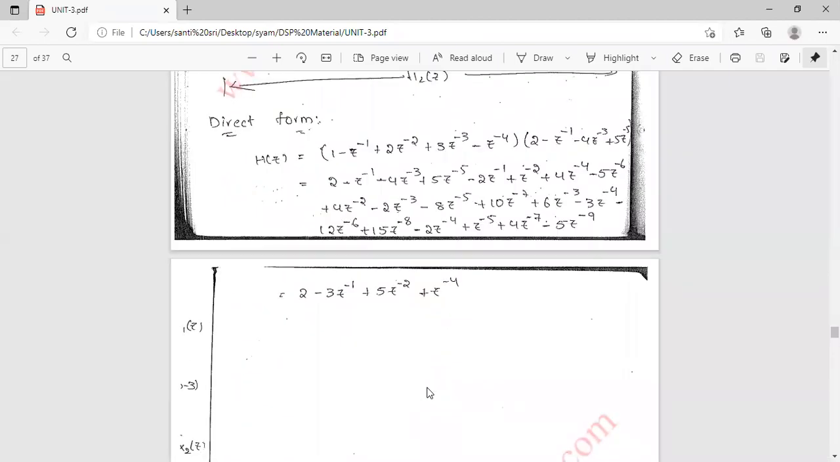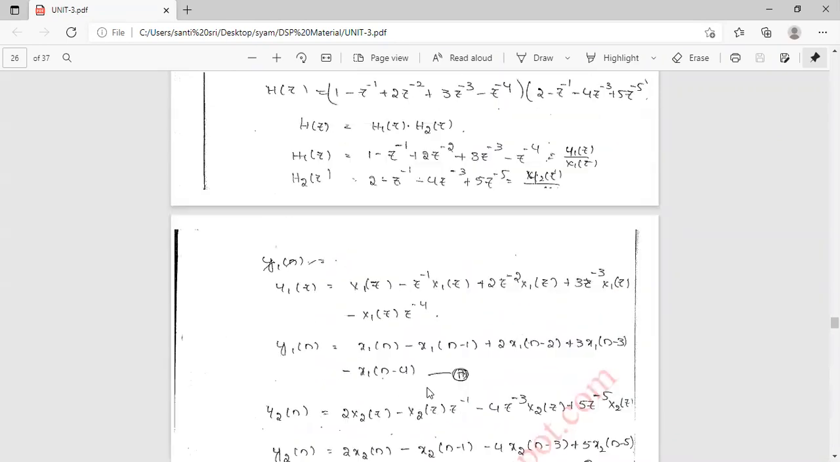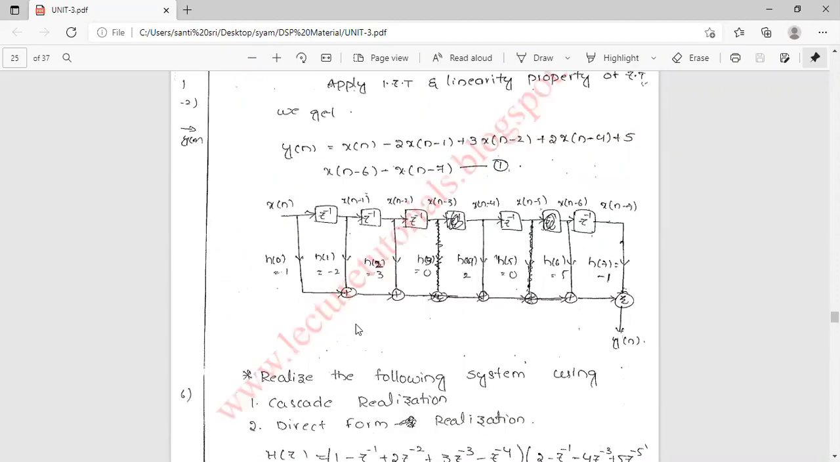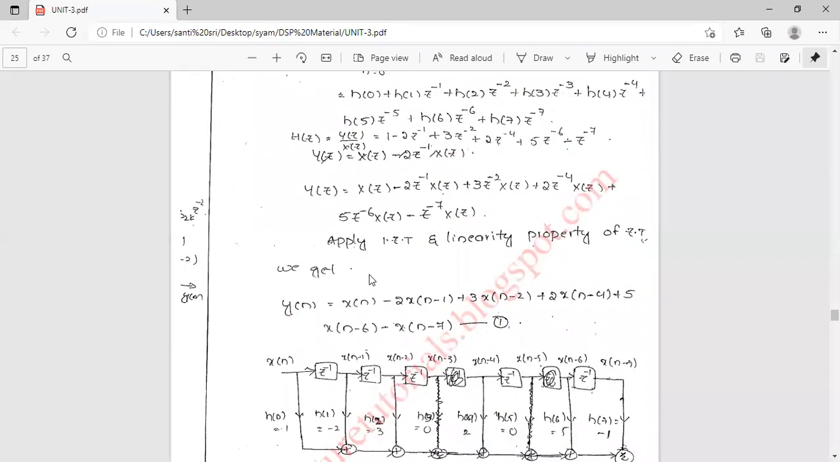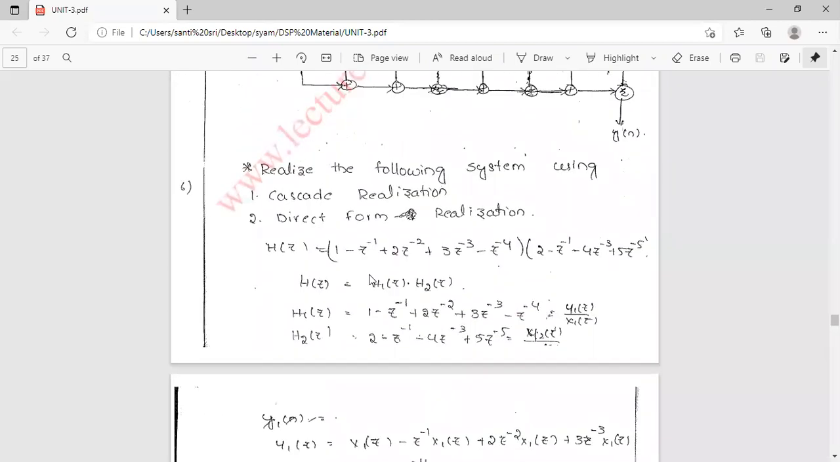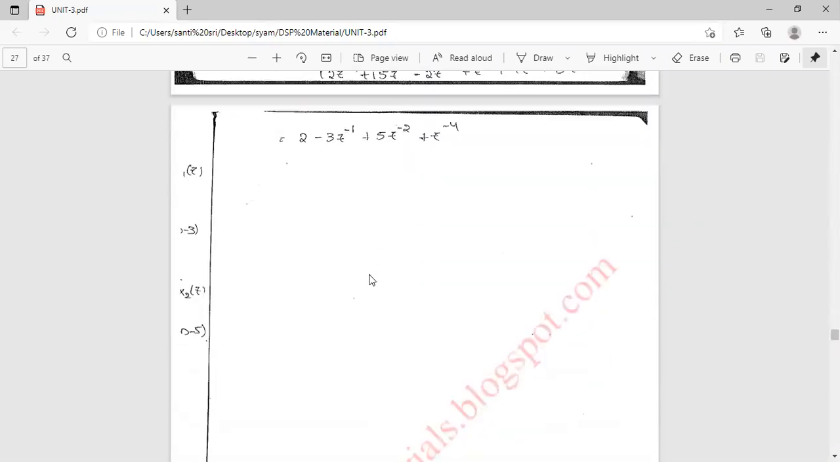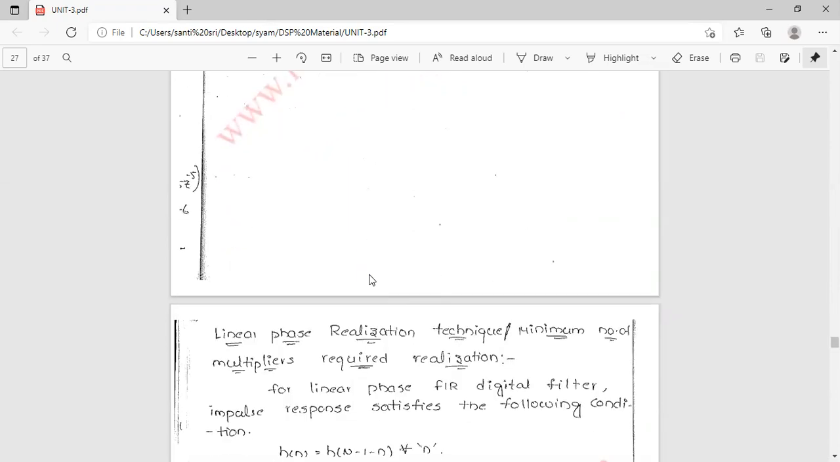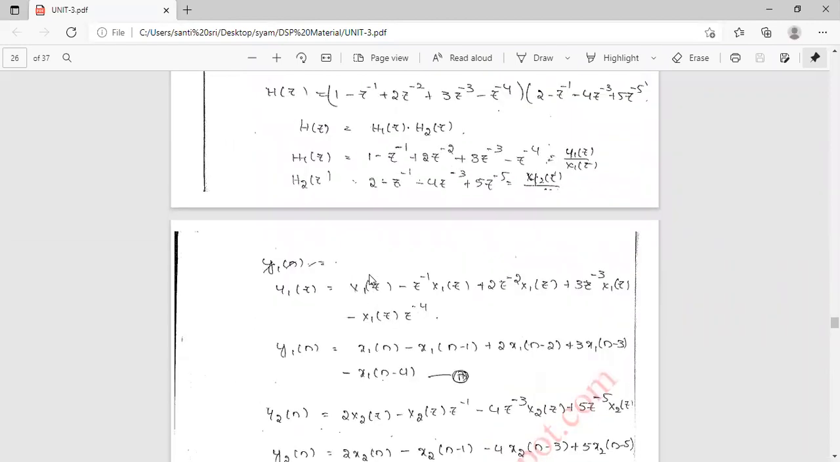So in direct form, we multiply these two, and direct form means this is the direct form. We will do this. Okay. So this is the cascaded form, and the direct form is like the first problem. This is about the FIR realization techniques.